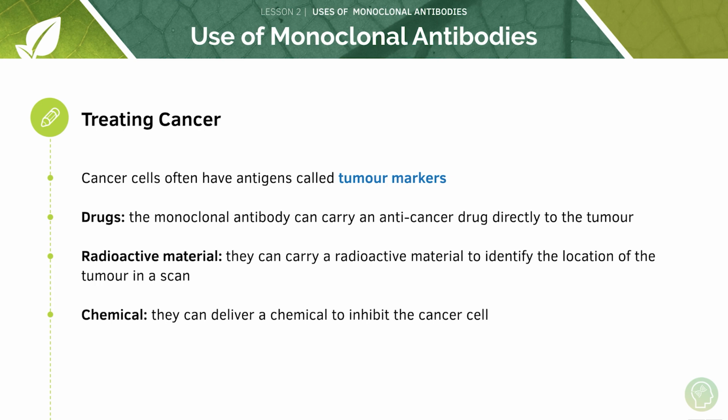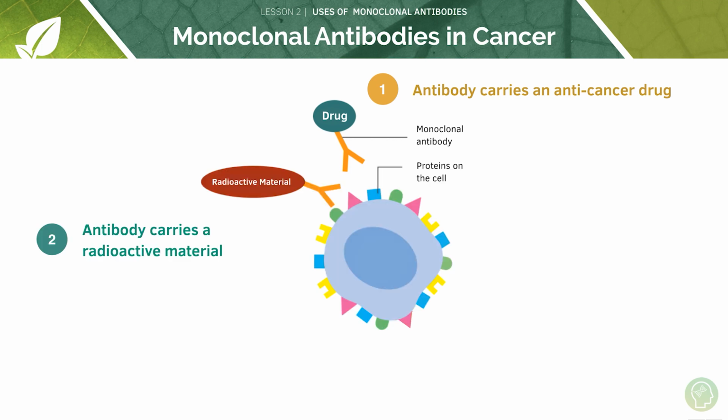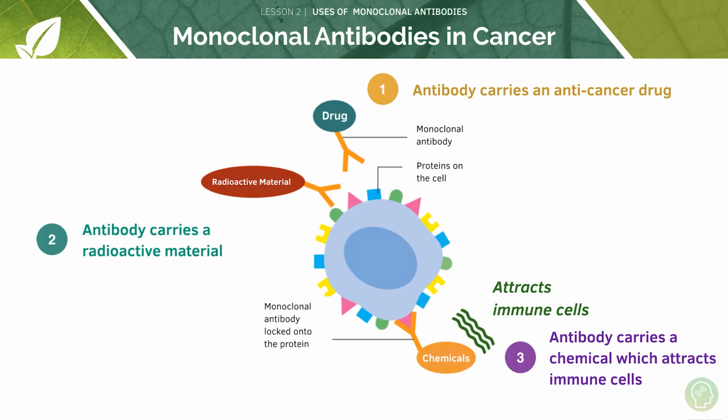Or we can attach a chemical to the monoclonal antibody, and this can then be delivered to the cancer cell, and this may inhibit the growth of the cancer cell or kill it. So I think it's much easier to think of this in a diagrammatic form. So for example, with example number 1, we've got our antibody carrying an anti-cancer drug.